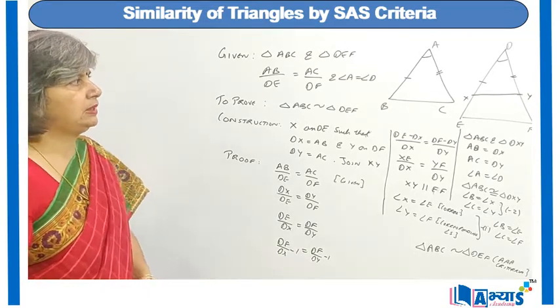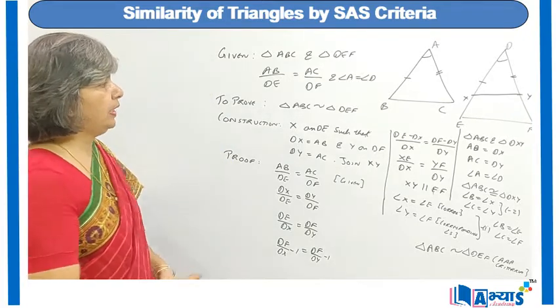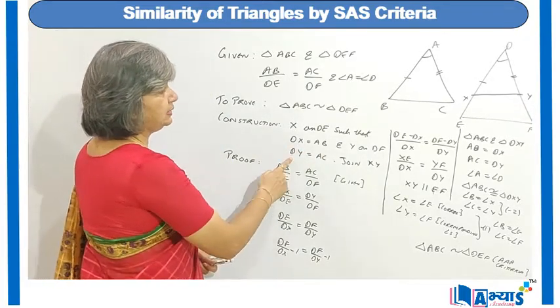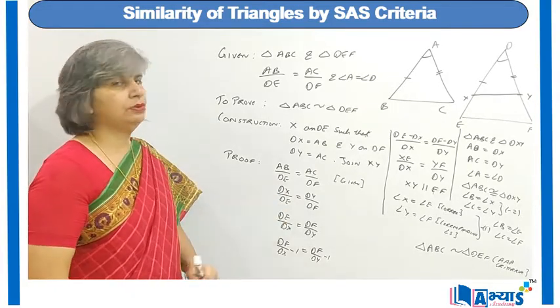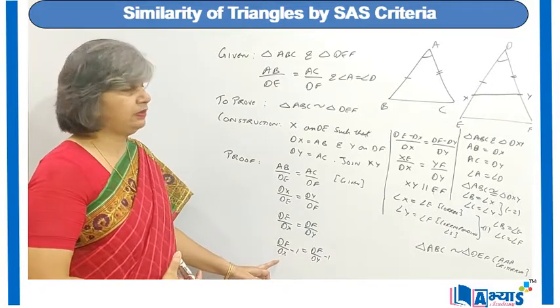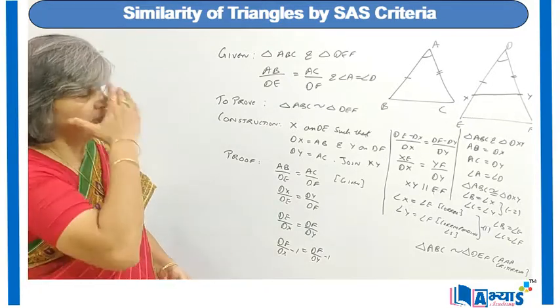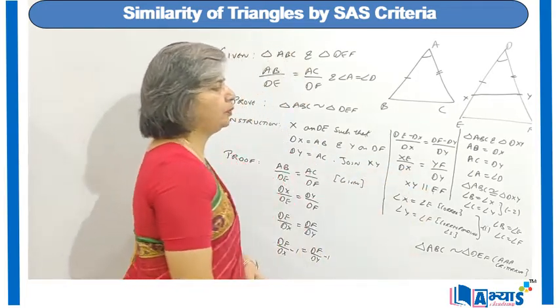Then we have replaced AB with DX and AC with DY, because we know that AB is equal to DX and AC is equal to DY. So we got the ratio as DX upon DE is equal to DY upon DF. Now we have taken the reciprocals and we have subtracted 1 from both sides. So we will get XE upon DX is equal to YF upon DY.